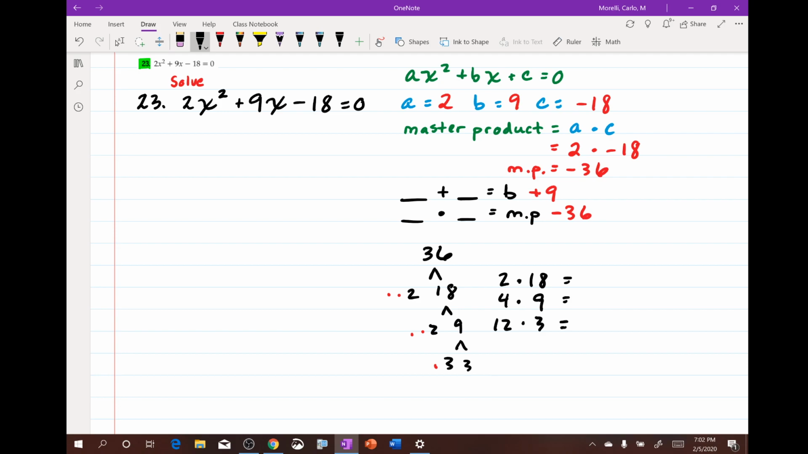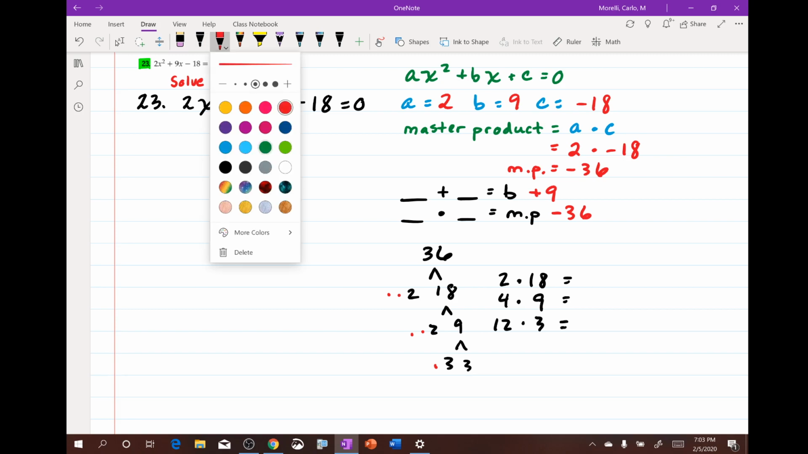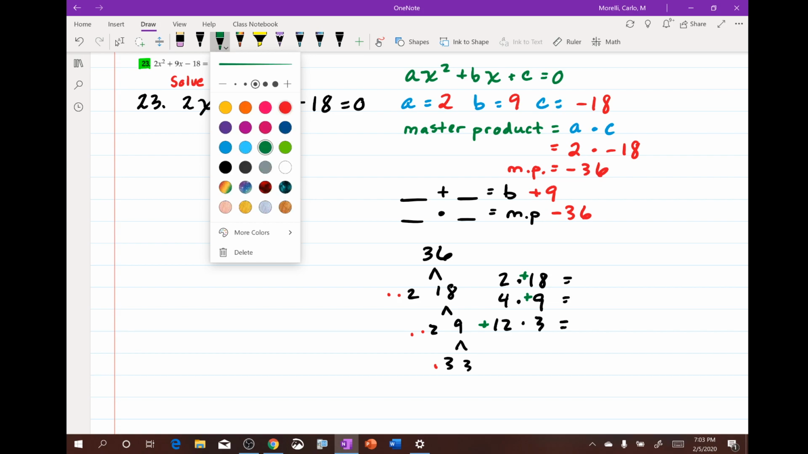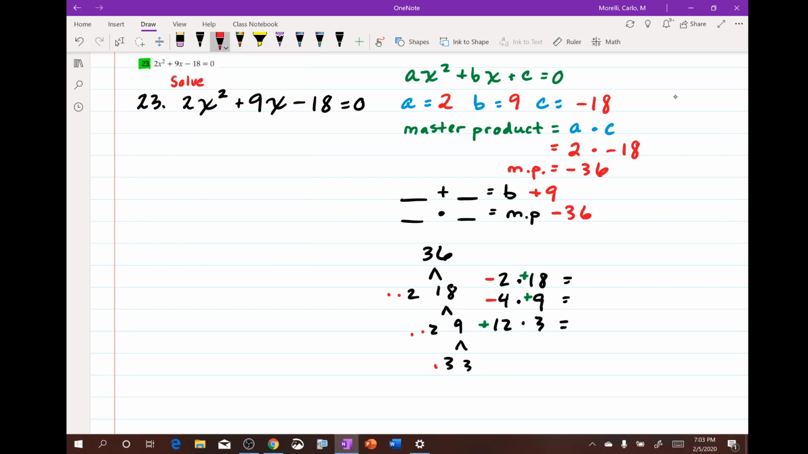So what we want to do now is make sure, because the master product is a negative number, we know we have different signs. And what we're going to do is look at the B value. The B value is positive, so we know that the larger number has to be positive. So I'm going to give a plus sign to the bigger number: plus 18, plus 9, and plus 12. And then I'm going to give a negative sign to the 2, the 4, and the 3. And we're going to add these together to see which one adds up to positive 9.